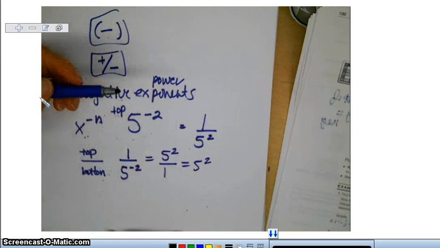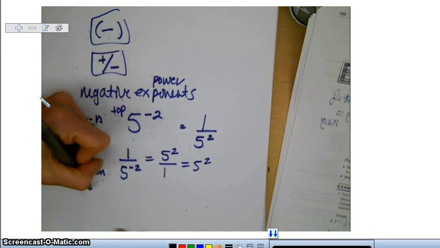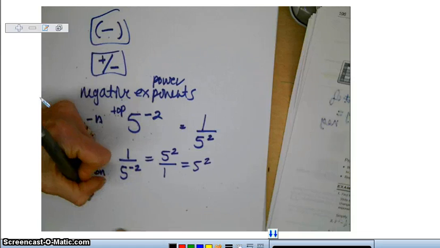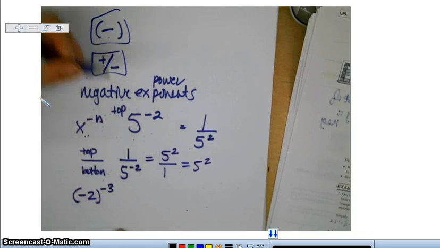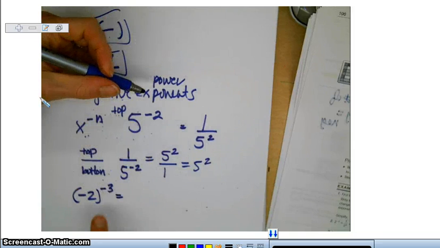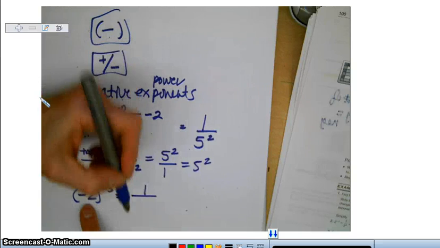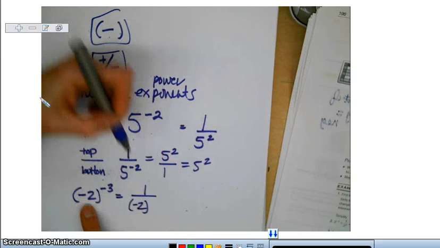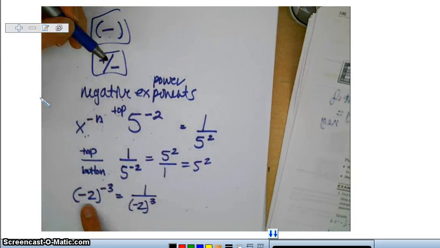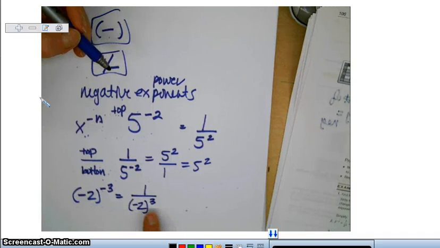So let's say I wanted to work out something like negative 2 to the negative 3 power, and you wanted to find out what number that is. Well, the first thing you do is make that negative power positive. So you're going to put it on the bottom. That negative 2 doesn't change because it's not in a power. So if I put it on the bottom, it becomes negative 2 to the 3rd power.